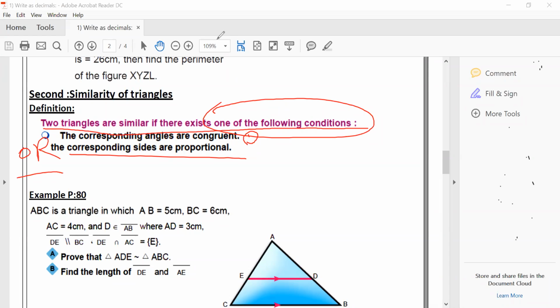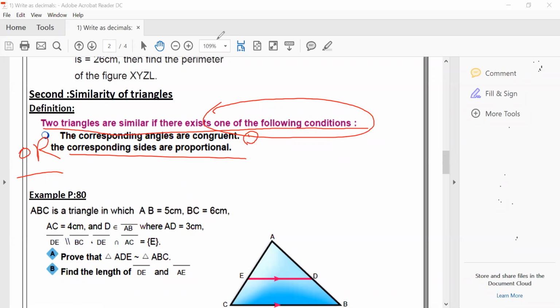This will be according to the given. But please be careful. To prove that they are similar and you have the sides, you must prove that the three sides here are proportional to the three sides, not only two. Two is not enough. The three proportional to the three, so it is similar.